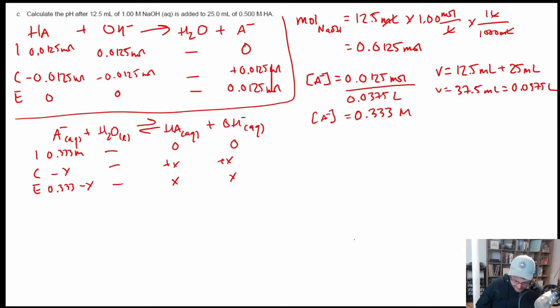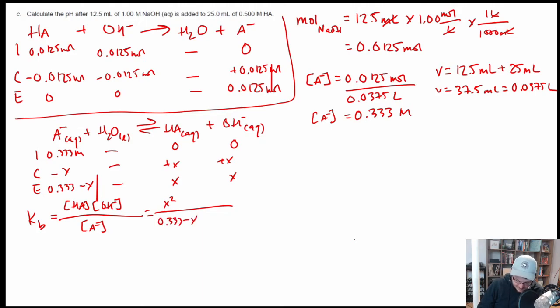So now we can set up our equilibrium expression. That's going to be Kb, because this is the base dissociation reaction we're looking at: the base reacting with water to form the conjugate acid and OH minus. The equilibrium expression has the concentration of HA times the concentration of OH minus, divided by the concentration of A minus. If we plug in our values, we have X times X, which is X squared, divided by 0.333 minus X. I made that line very long. And that's equal to Kb.